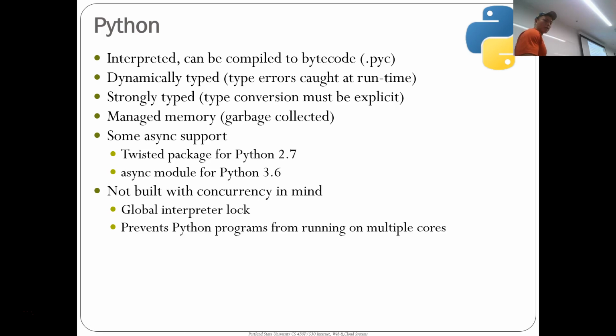It has some asynchronous support, but asynchronous operation was never native to Python. So you have this async module in 3.6, but it's not really part of the language per se. You have to import that module. And it's also not built with concurrency in mind. It's got this global interpreter lock that synchronizes everything onto a single CPU. And this prevents Python from running on multiple cores. And so you can think of Python more as a glue language than a high-performance one. Yes?